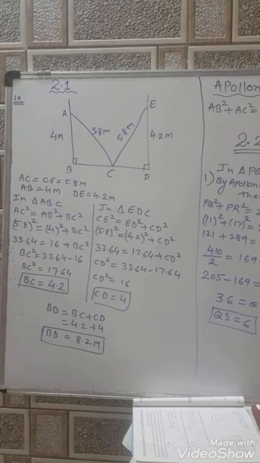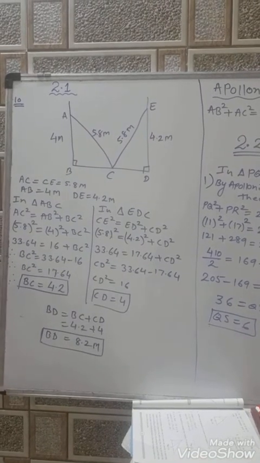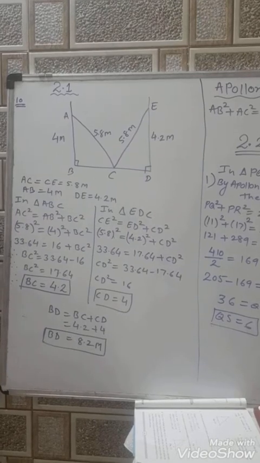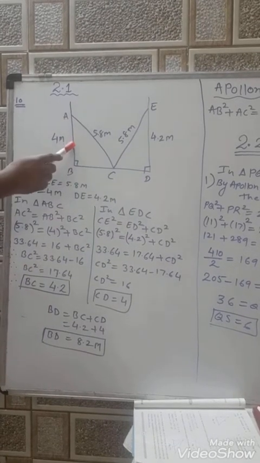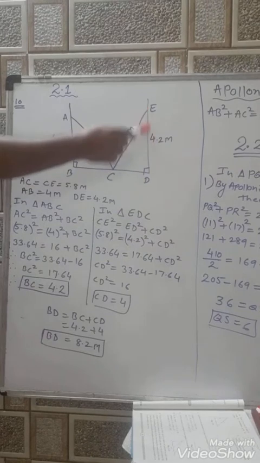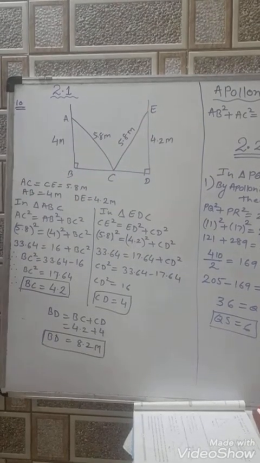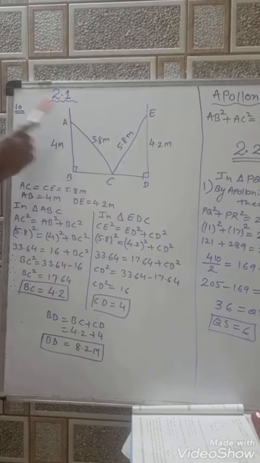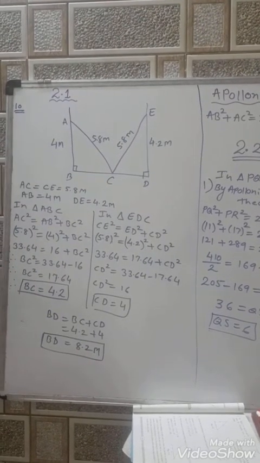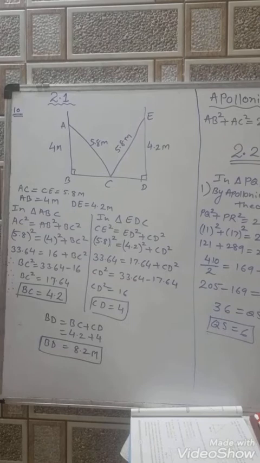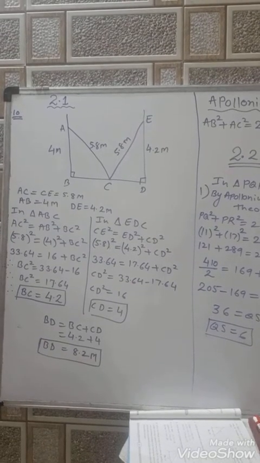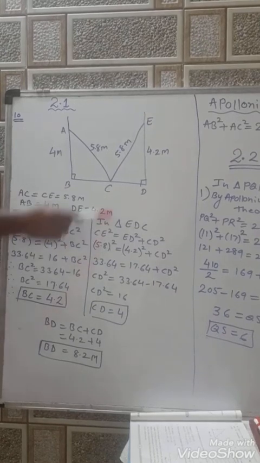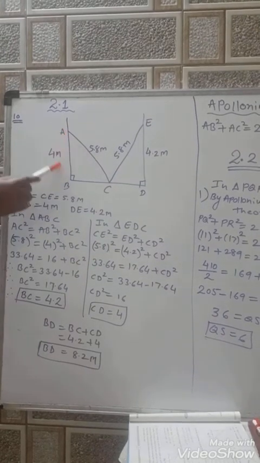2.1, the 10th one. The walls of the two buildings on either side of a street are parallel to each other. These are the walls of the two buildings which are parallel to each other. A ladder 5.8 meter long is placed on a street such that its top just reaches the window of a building of height 4 meter.